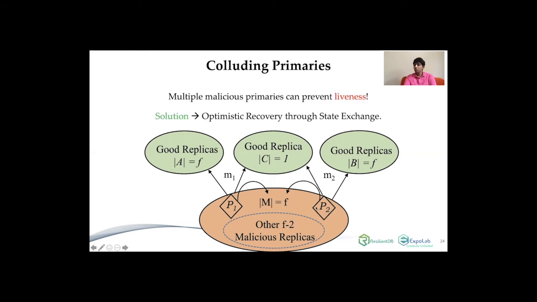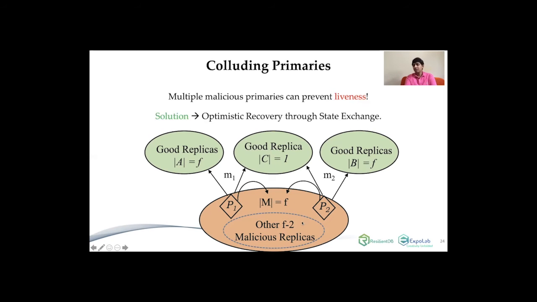And P2 colludes with P1. He only proposes the request M2 to the set of replicas B and C. Note that replicas in A did not get request M2, while replicas in B did not get request M1. Only the replica in C got both M1 and M2. Now, why is this interesting? Only this replica in C will be able to complete all the phases of the consensus of RCC, and then he will be able to execute the request and reply to the client.